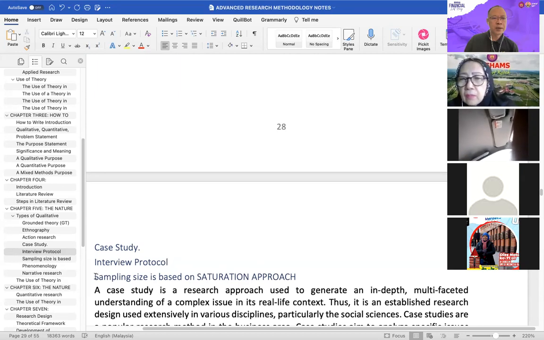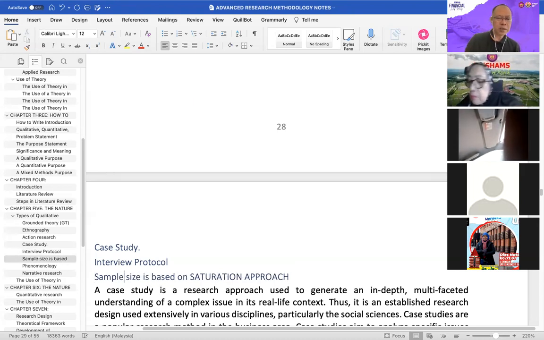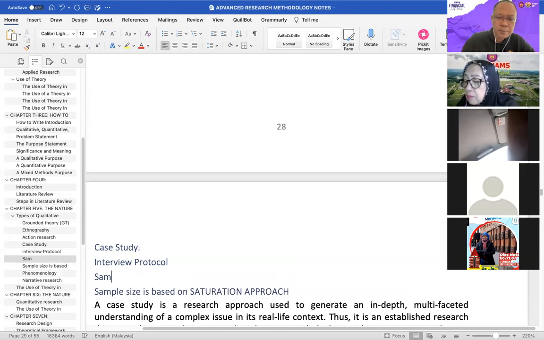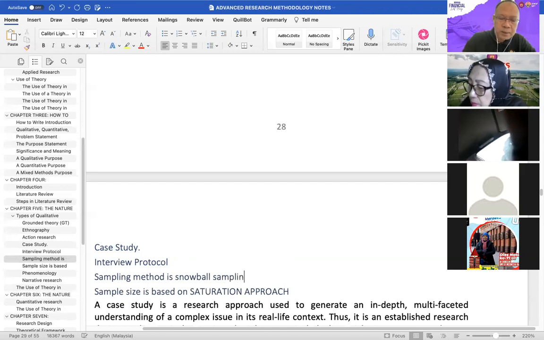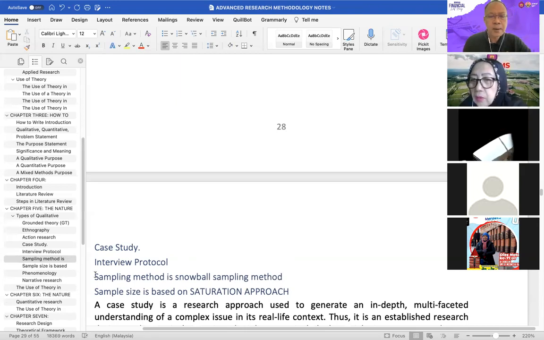And then the sample size. I suggest sample size is based on saturation approach. Then you Google what is a saturation approach. And then your sampling method, you can use snowball. I have heard about snowball sampling when I was in the doctoral program at University of Indonesia. S1 itu lama banget.